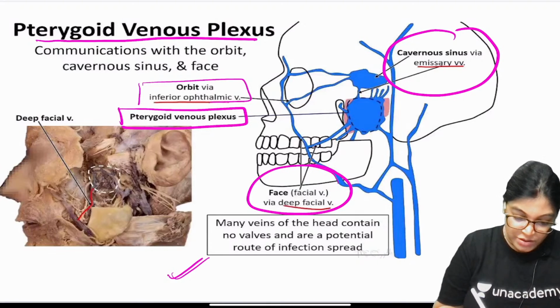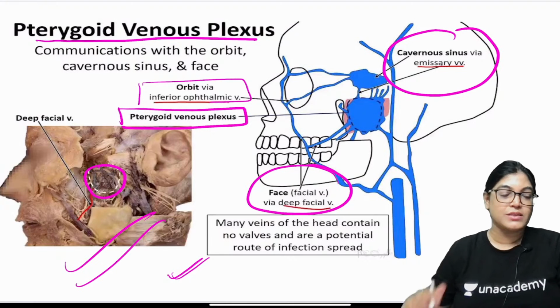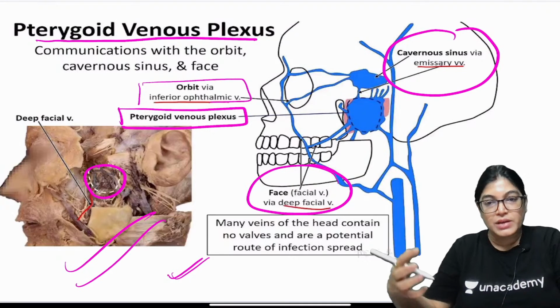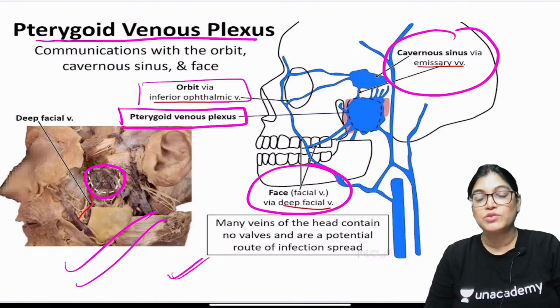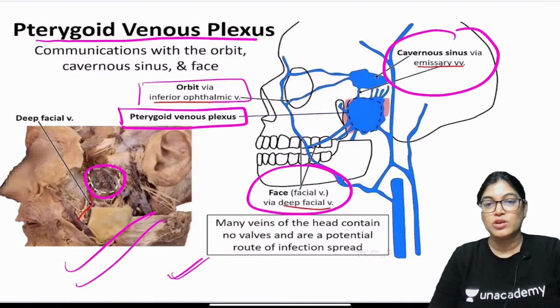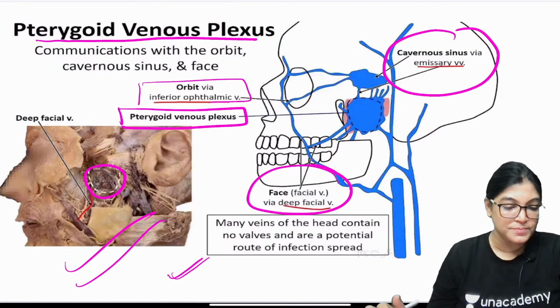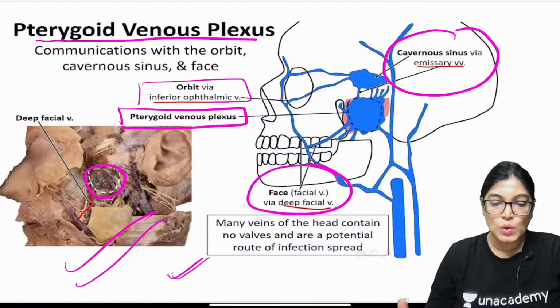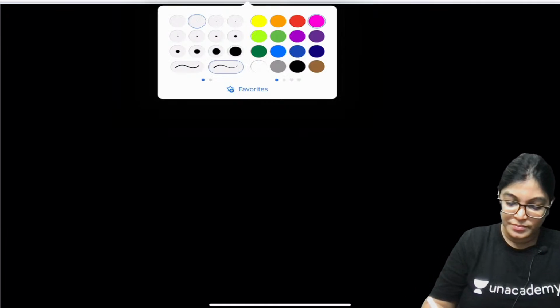In this cadaveric image, this is the location of the pterygoid venous plexus. When we go for dissection also, we have to strip out the component veins of the pterygoid venous plexus. We have to remove them. Why? For a better picture of the maxillary artery and its branches. This is how we proceed for the dissection part. So let's write a few important points about the pterygoid venous plexus, and then we will move on to the mandibular nerve.